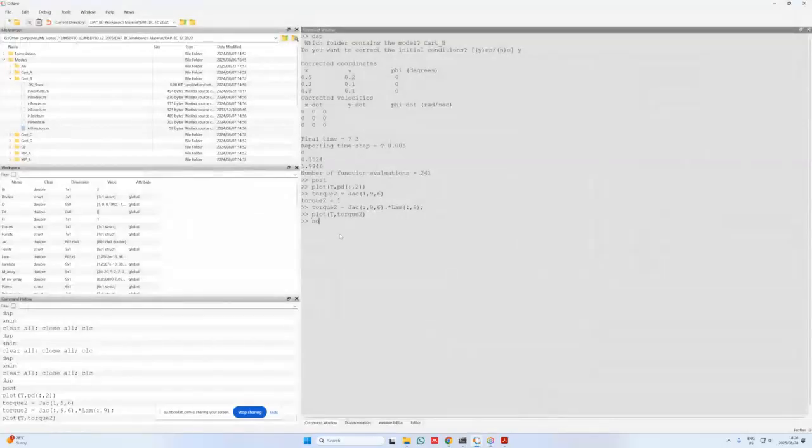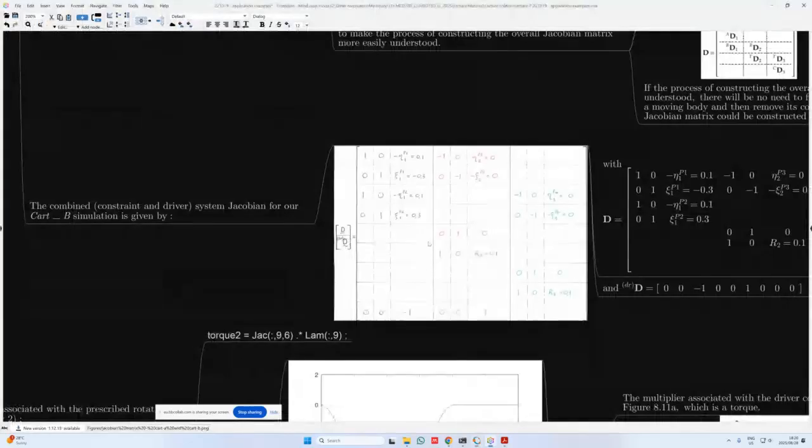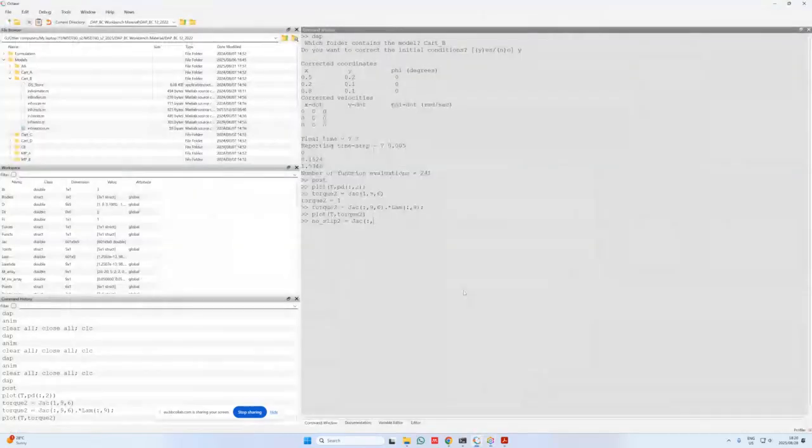Now, to do this, I'm just going to call the no-slip condition on body 2 no-slip 2. And this will be equal to the Jacobian for all time steps. I said I'm considering, in this case, row 6, column 4. So I'm just going to type 6, 4. And then I just dot multiply it with the Lagrange multiplier for all its time steps. And I know that the second element needs to match, so I'm considering constraint 6.